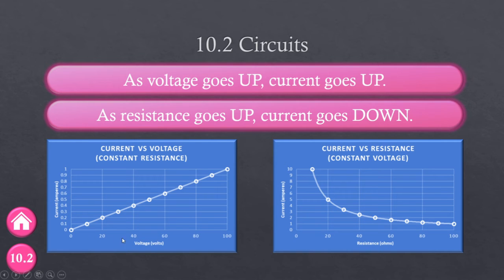Now, as the voltage in a circuit goes up, the current tends to go up as well. However, if you increase the resistance in a circuit, then the current decreases, and that makes sense because remember, resistance prevents the flow of current. So the more resistance there is, the weaker the current will get.